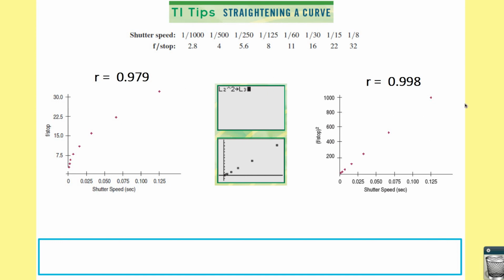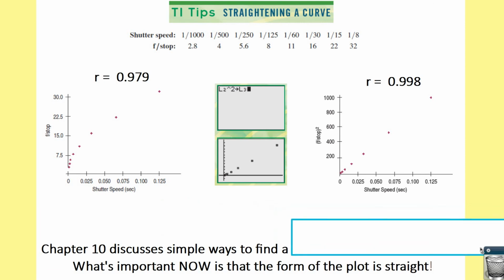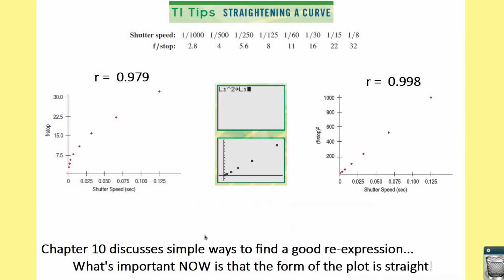Okay, because the graph, I'm telling you, the graph is the important thing. If your graph doesn't match and it's not a linear shape, it's useless. The R value is useless. Okay, so in chapter 10, we'll discuss more ways to find a good re-expression. So we're not really messing with changing the data set right now. But what's important to know is that the form of the plot must be straight. This is more important.